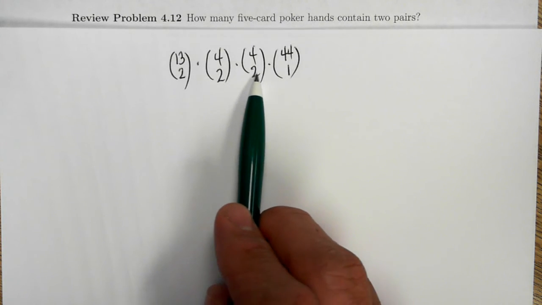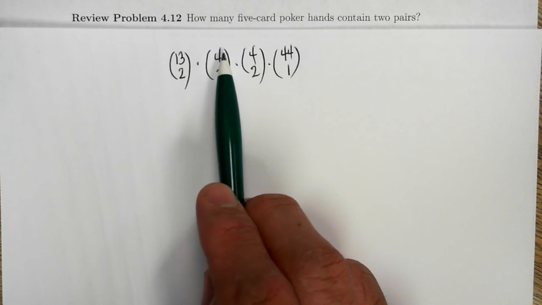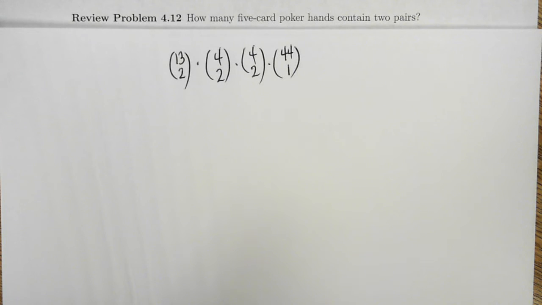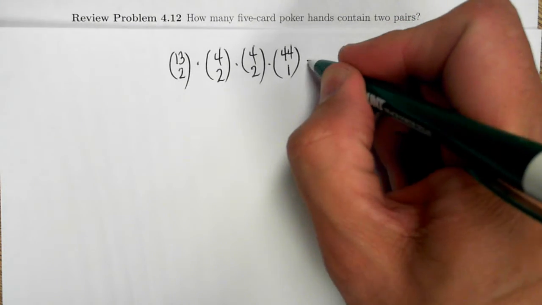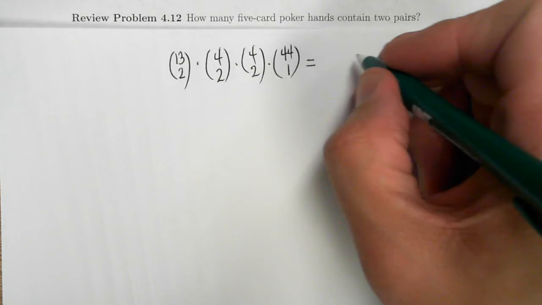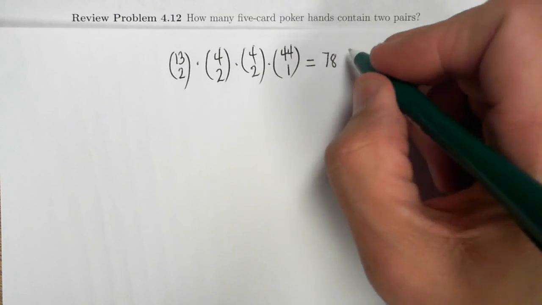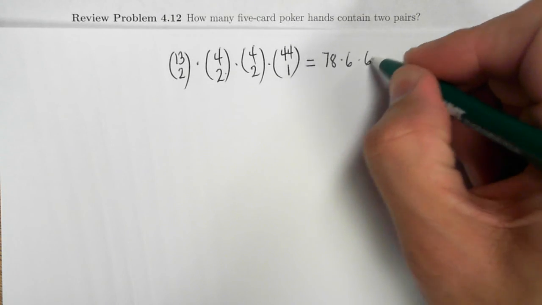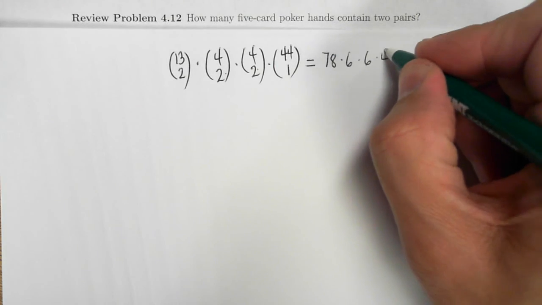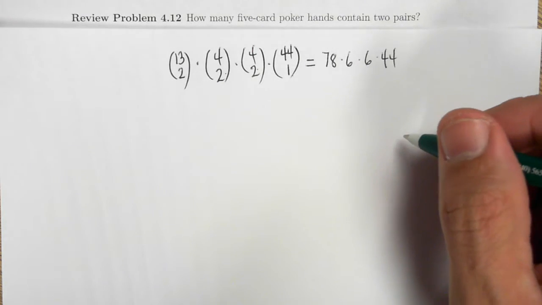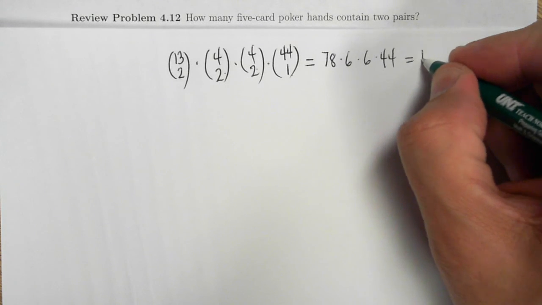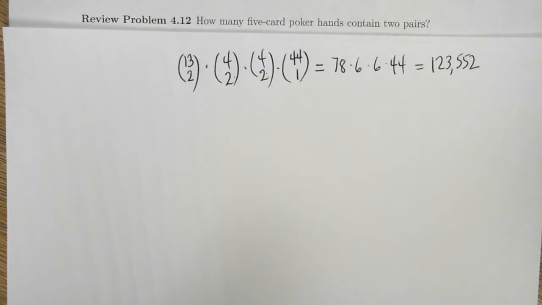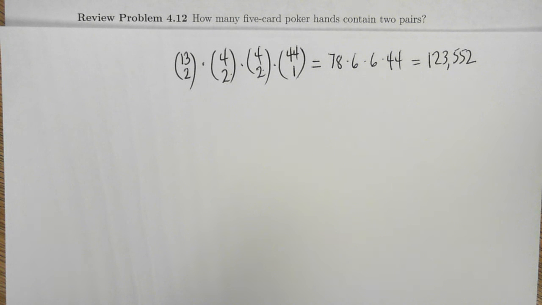Now, not surprisingly, 2 plus 2 plus 1, that's 5 cards. Up here, 4 plus 4 plus 44, that is 52 cards total. So this is the total number of ways of being able to construct 2 pairs. That's going to be 78, that's 13 choose 2, times 6 ways of picking 2 cards from the first rank, times 6 ways of picking 2 cards from the second rank, and then 44 ways of picking 1 card from the remaining 44. So it turns out there's 123,552 ways of being dealt 2 pairs in a 5-card poker hand.